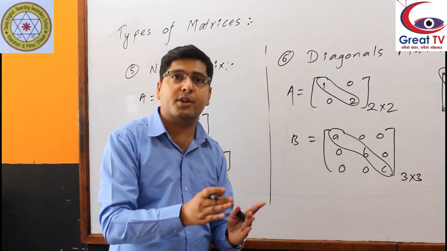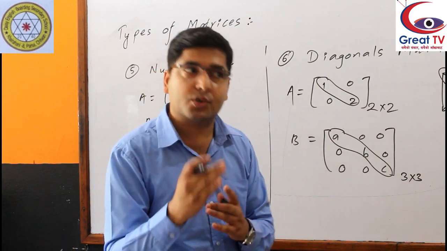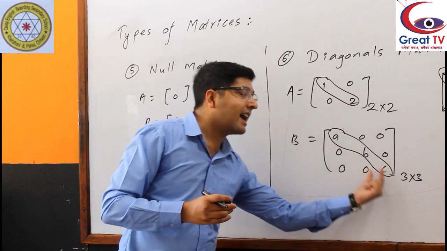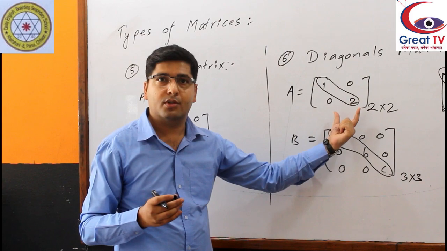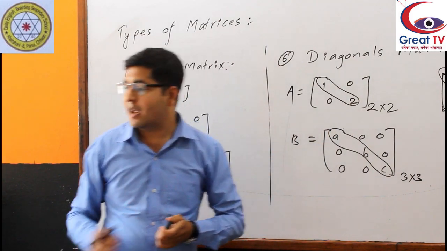Diagonal matrix भनेको के हुनु पर्छ? कसलाई स्क्वायर म्याट्रिक्स हुनै पर्छ. स्क्वायर म्याट्रिक्स जसको के हुन्छ? लिडिङ डायगोनल बाहेकको सबै एलिमेन्ट 0 छ भने त्यसलाई हामी के भन्छौँ? डायगोनल म्याट्रिक्स भन्छौँ. Now we have two types of matrix remaining.